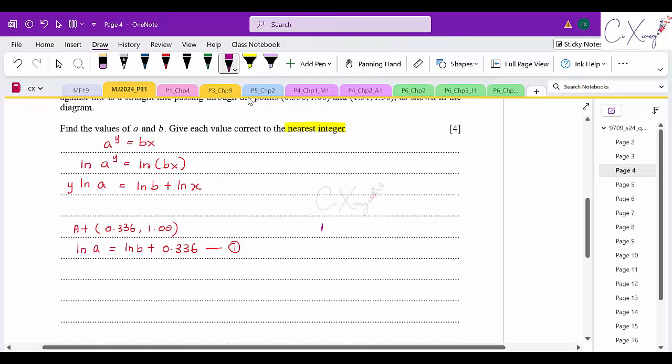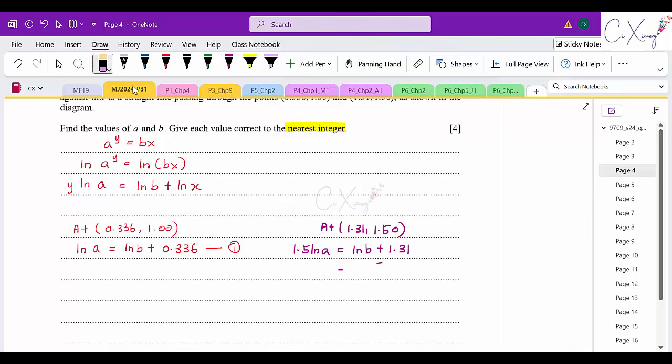Alright, then after that, the second point. The second point is 1.31, and the y is 1.50. So substitute 1.50 into the y. You have 1.5 ln a equals to ln b plus ln x. So the ln x will be 1.31. Then I can rephrase them: ln a is equivalent to ln b plus 1.31 over 1.5.